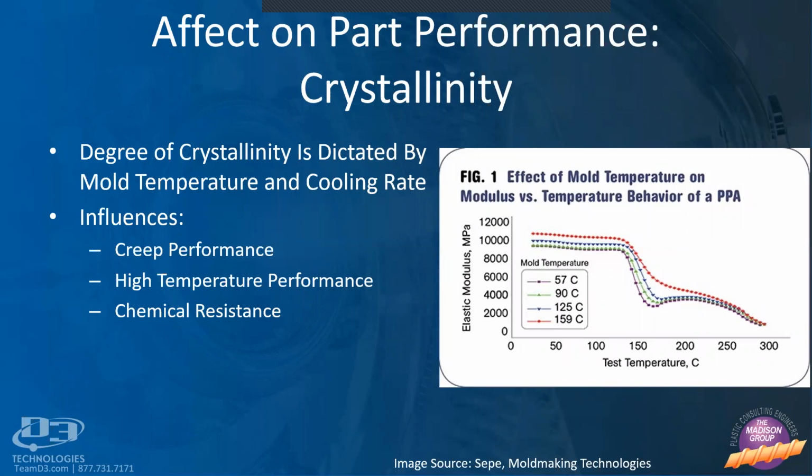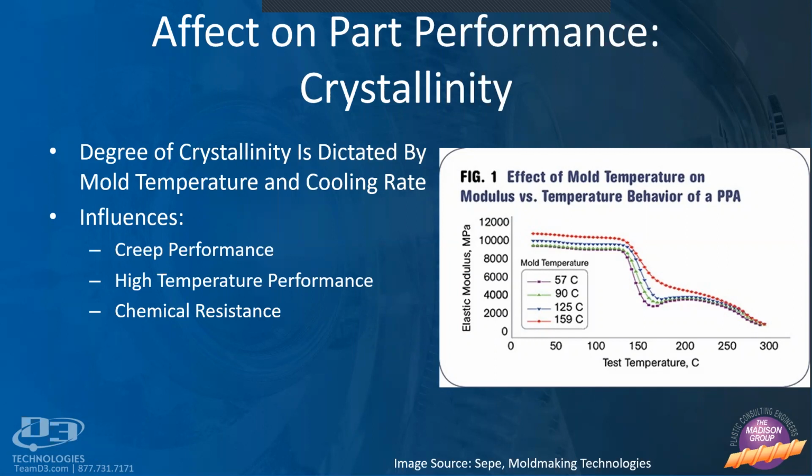Here's an actual example where a high temperature aromatic nylon material was molded at different mold temperatures. So here the red line was molded at a mold temperature of 159 degrees centigrade, and then the purple line is with a mold temperature of 57 degrees centigrade. And we're looking at how the stiffness of the part changes with temperature. Here what we can see is at room temperature, somewhere over here, yes, there is some difference in our stiffness by running a colder mold wall than a hotter mold wall. But it's not necessarily all that significant.